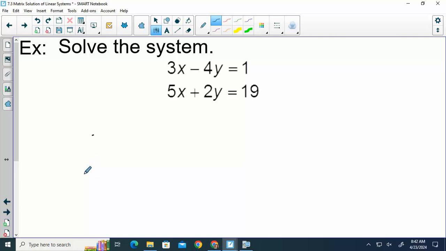So how would it happen that you would end up getting all zeros on one row? So when you add rows, everything would cancel. Okay. So my first row would be 3, negative 4, equals 1. Second row, 5, 2, equals 19.